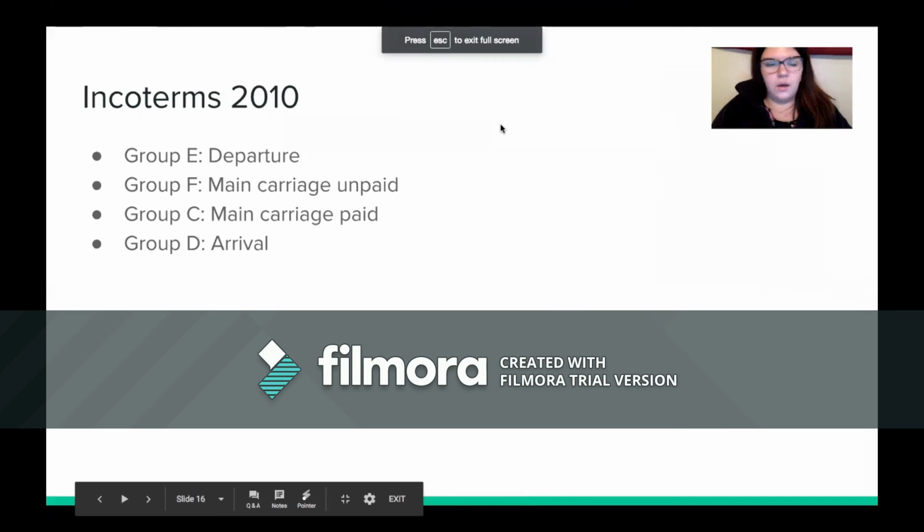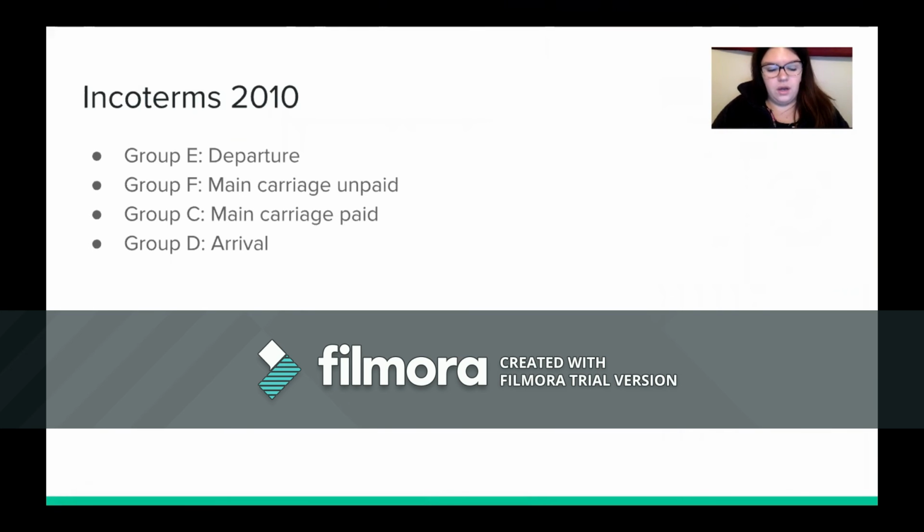All right, guys, before we get into the case analysis, we're going to review Incoterms a little bit. So Incoterms 2010, Group E is for departure, and that means the seller makes goods available to the buyer at the seller's premises, and that includes EXW. Group F is main carriage unpaid, where the seller delivers goods to the carrier nominated by the buyer, which includes FCA, FAS, and FOB.